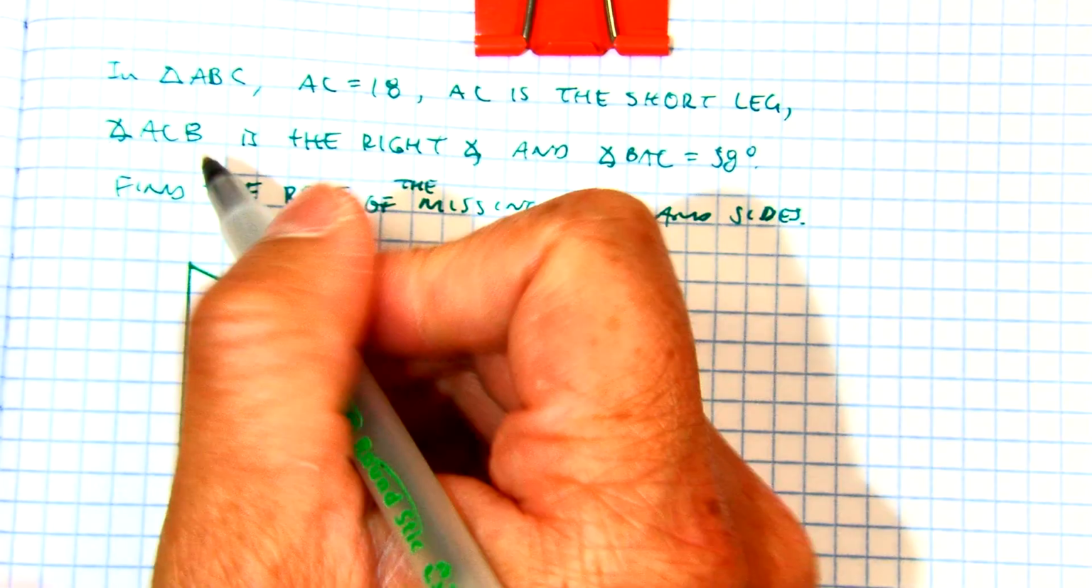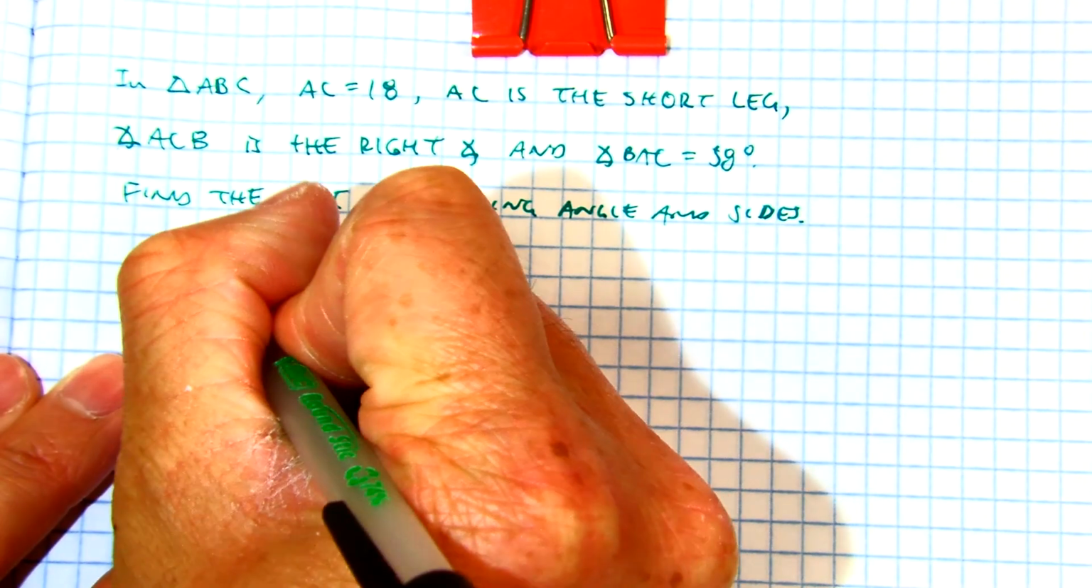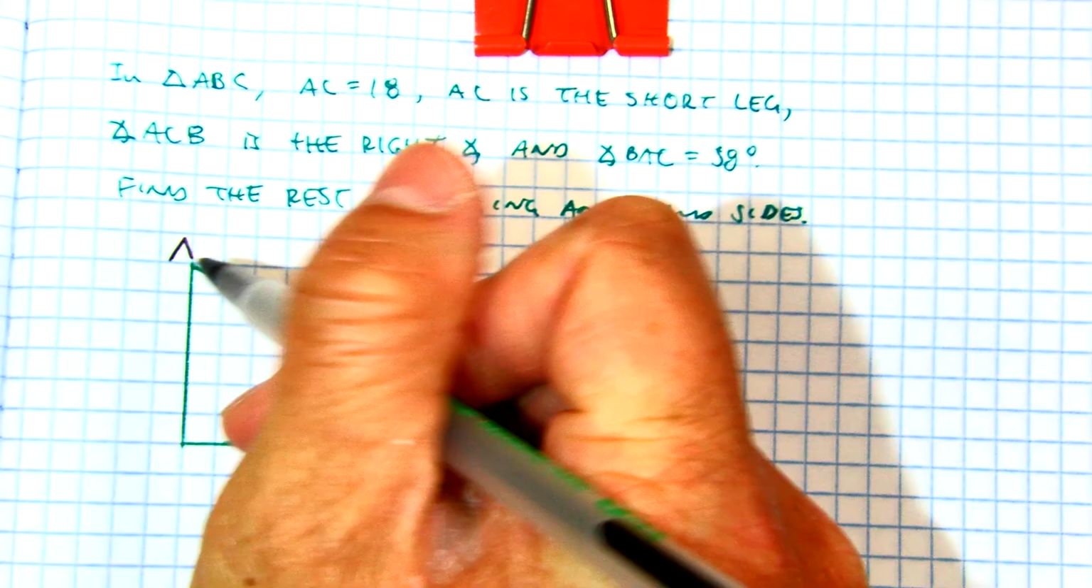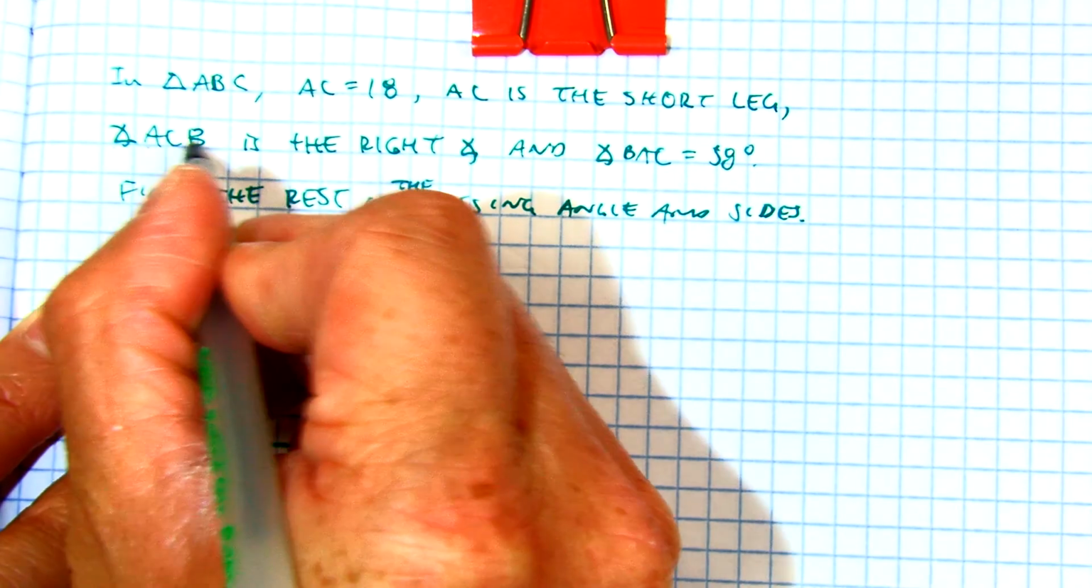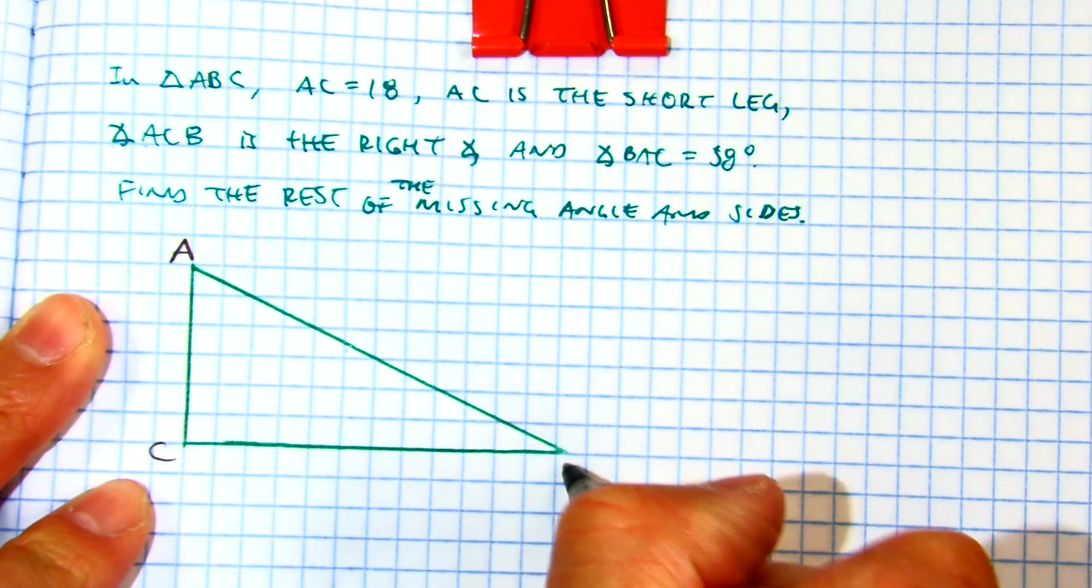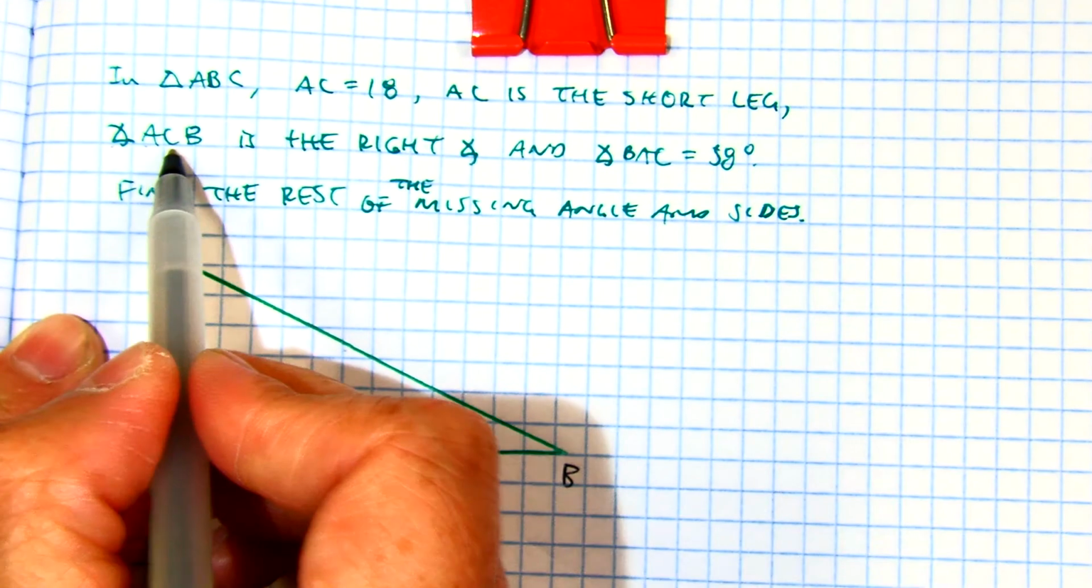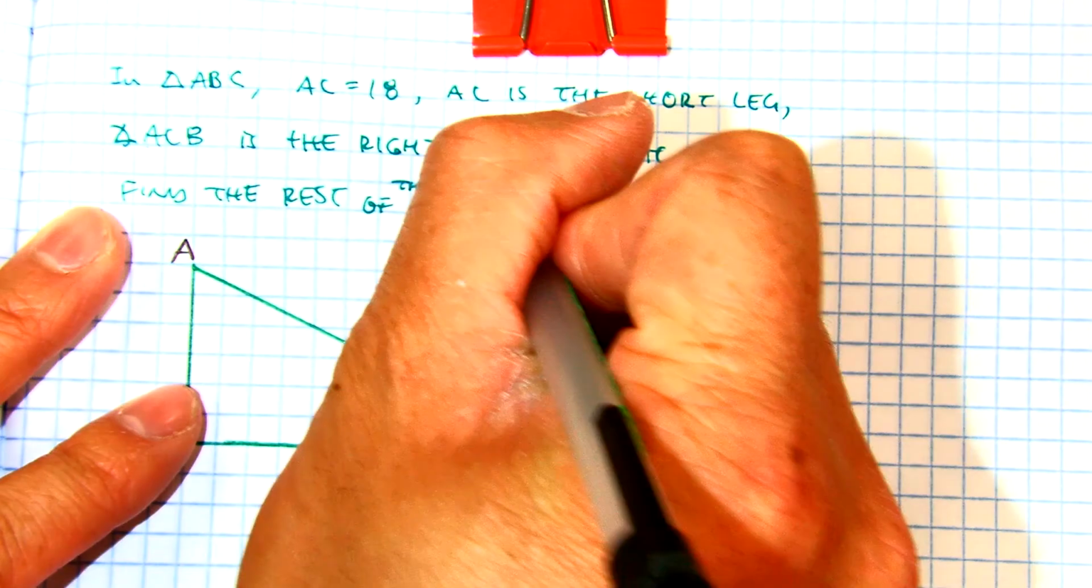Angle ACB is the right angle. So let's just say I start up here. A. Your triangle might look different than mine, which is okay. You have to go in order, ACB. And the reason why I went in that order is because it tells me it is the right angle. So I'm going to put a check mark. I have the right angle.